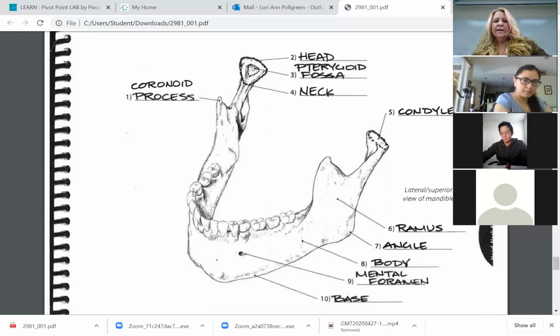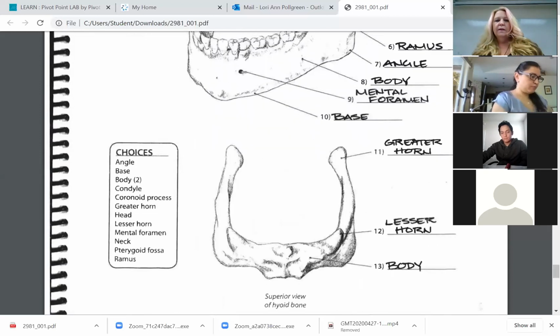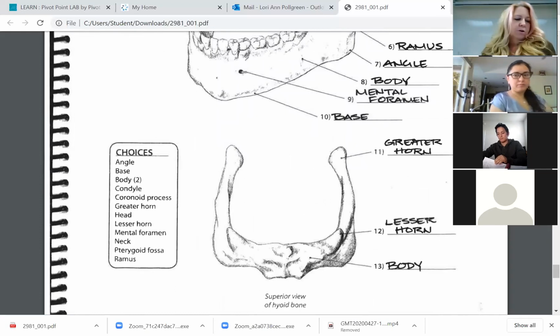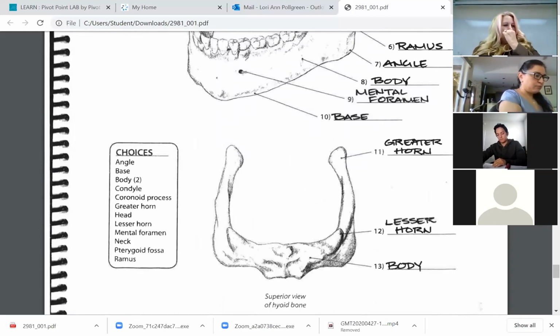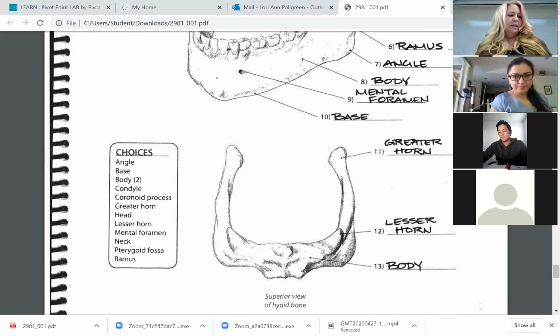And then dropping down. 11, our greater horn. 12, it's kind of hard to see from this picture, is our lesser horn, but it actually sticks up like a little devil horn right out of the bone. And then 13 is the body. Any questions? Good to go on? Good to go on. All right, I think we only have one left.